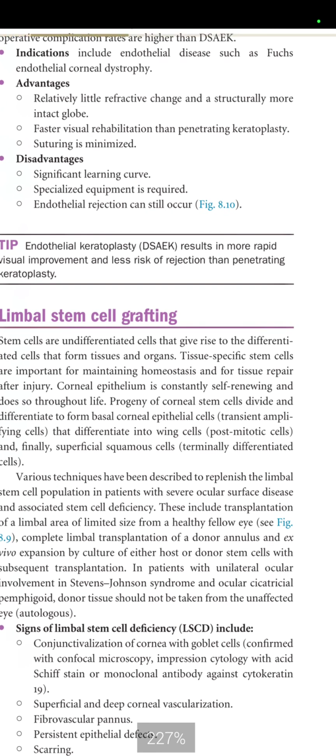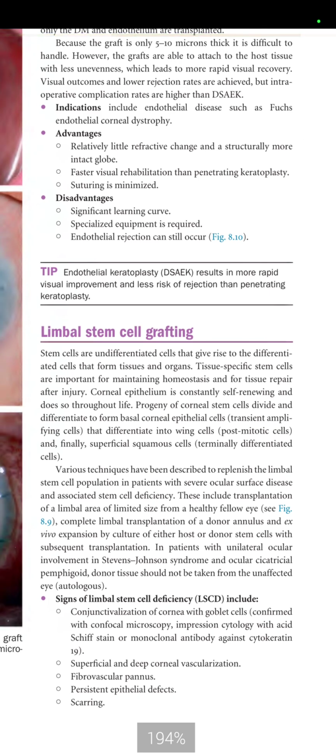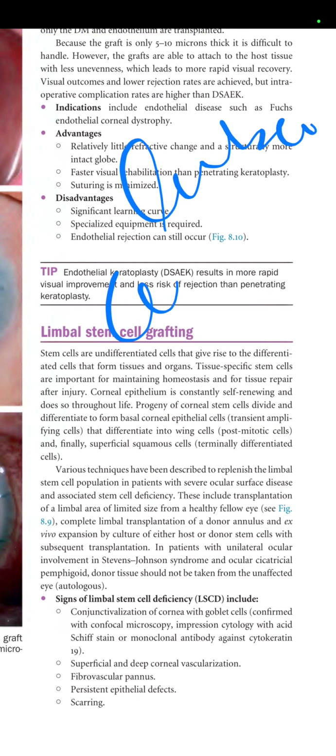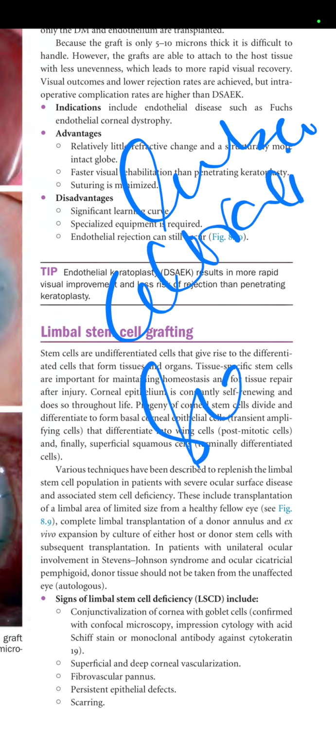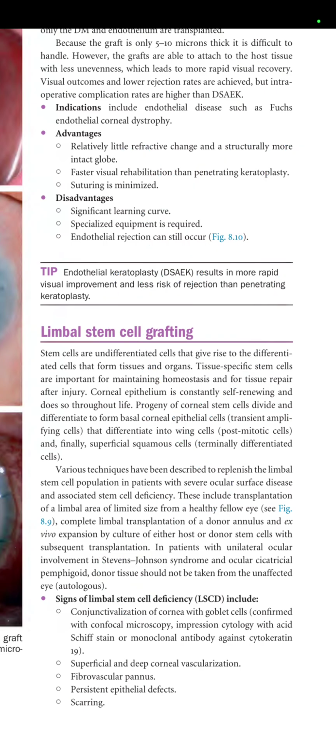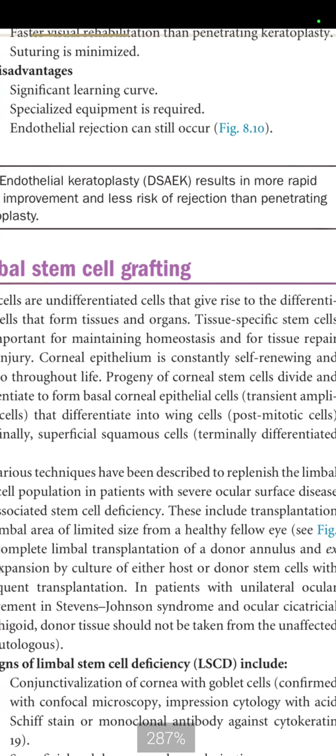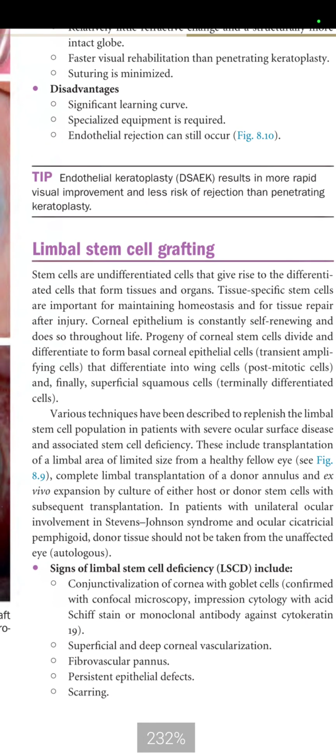Whenever there is some kind of limbal stem cell deficiency, like in cicatricial conjunctivitis, or in any scarring, like in chemical injury, there is going to be limbal stem cell deficiency. So when there is a limbal stem cell deficiency, you do limbal stem cell grafting.